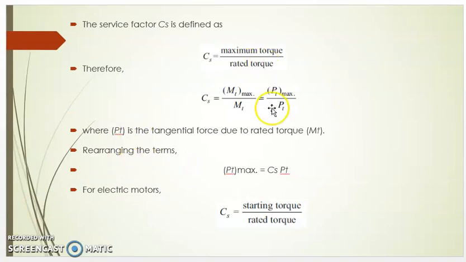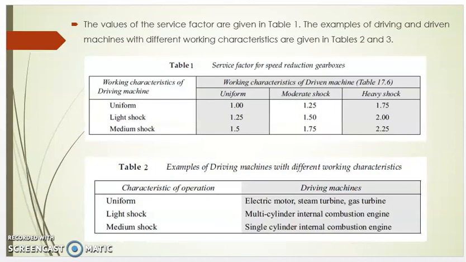Therefore, CS is equal to MT max divided by MT, which is equal to PT max divided by PT, where PT is the tangential force due to the rated torque MT. Rearranging the terms, we get PT max is equal to CS into PT. For electric motors, CS is equal to starting torque divided by rated torque. Now the values of the service factor are given in table 1. The examples of driving and driven machines of different working characteristics are given in tables 2 and 3. Table 1 shows service factors for speed reduction gearboxes.